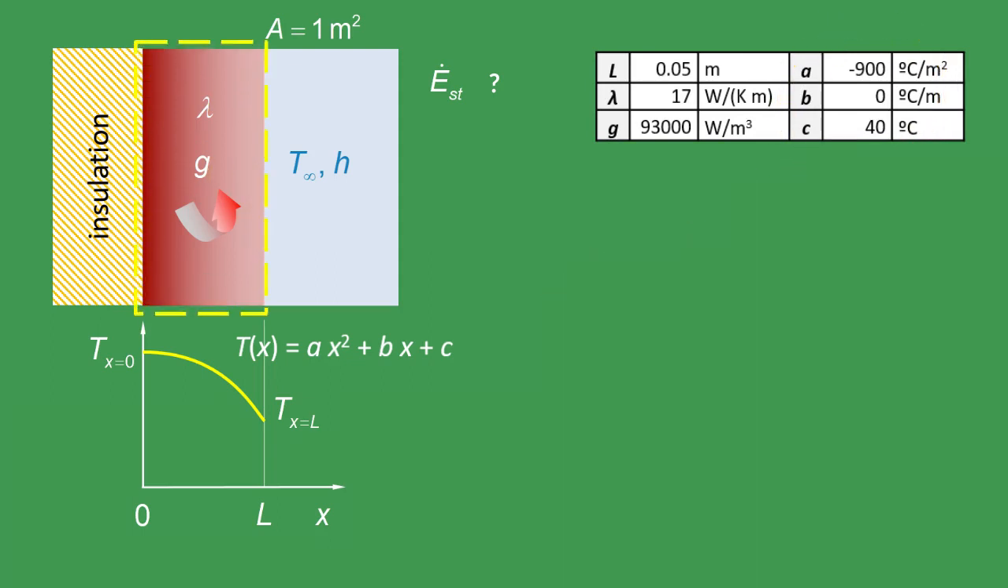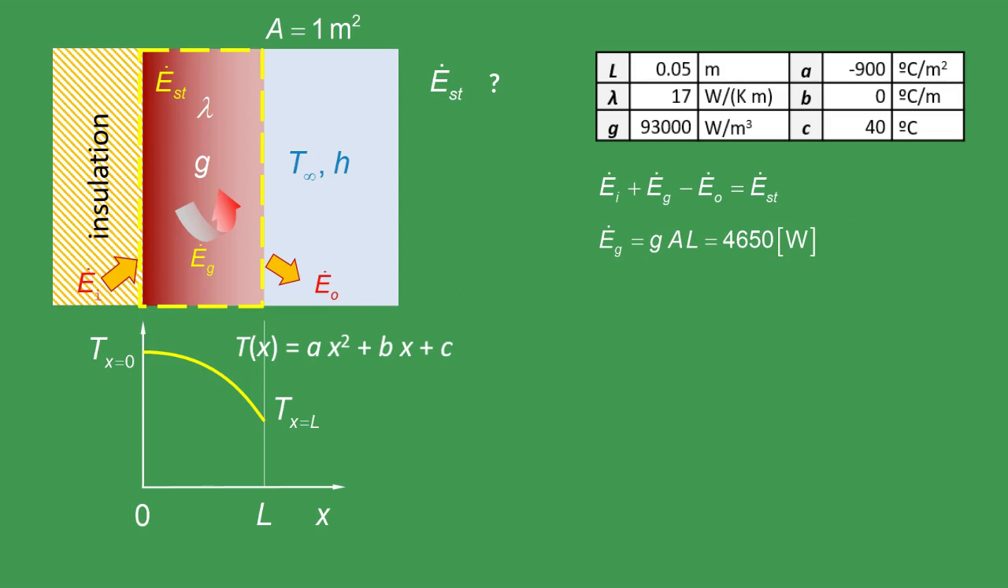Start by defining the control volume and applying the energy conservation equation, and identify the energy terms: energy inputs, energy outputs, energy generation, and energy storage. The generation term is the result of multiplying the volumetric heat generation by the volume of the control volume, which is G times L.